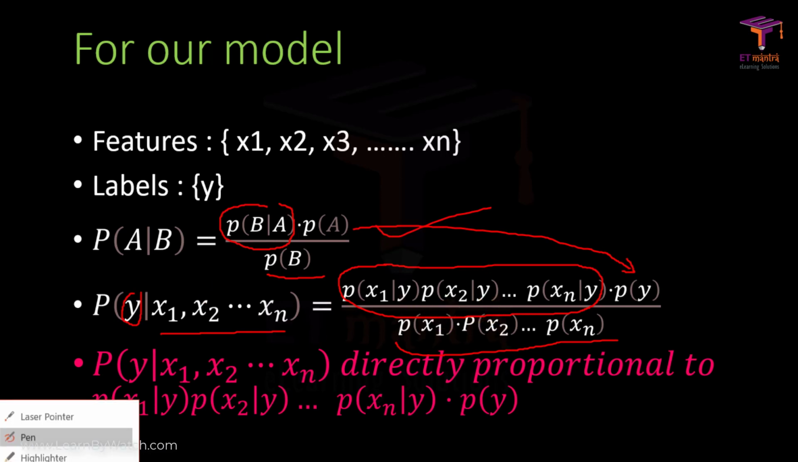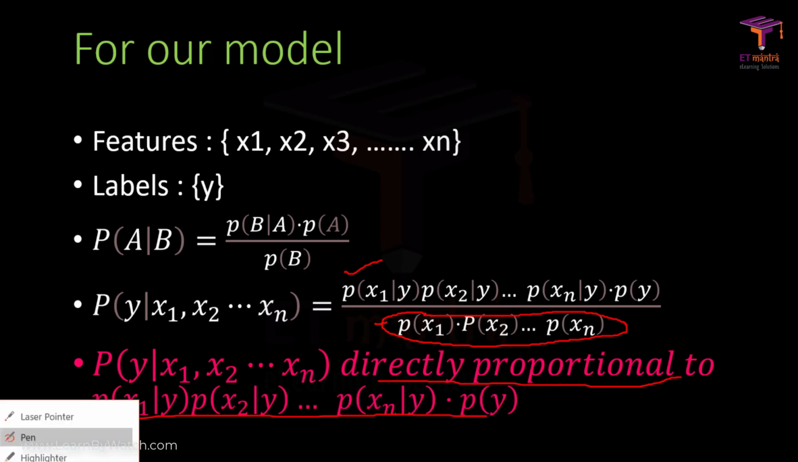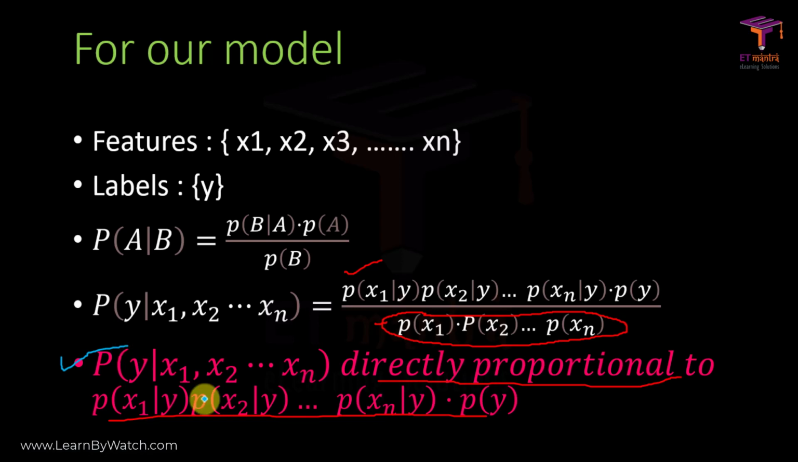One thing to note here is that this denominator will be constant in all the cases. Suppose we are asked what is the probability that it is a cat, then this will be the same. If I ask what is the probability that it is a dog, then also it will be the same. Whether I ask what is the probability that it will be a bird, then also this will be the same. So we see that our probability depends only on the numerator. So this probability is directly proportional to this numerator. For the next slide, you need to remember this, and we will be applying this formula to our model.